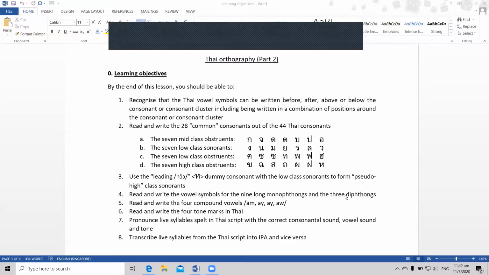Next, you should be able to read and write the vowel symbols for the 9 long monophthongs and the 3 diphthongs. Next, you should be able to read and write the 4 compound vowels. Next, you should be able to read and write the 4 tone marks in Thai. Next, you should be able to pronounce live syllables spelled in Thai script with the correct consonantal sound, vowel sound, and tone. And lastly, you should be able to transcribe live syllables from the Thai script into IPA and vice versa. Okay, so without further ado, let's begin.